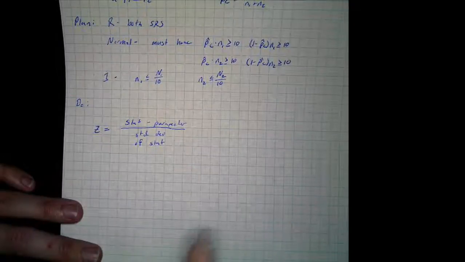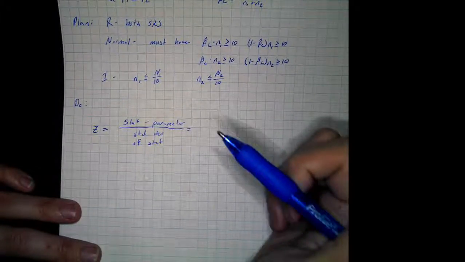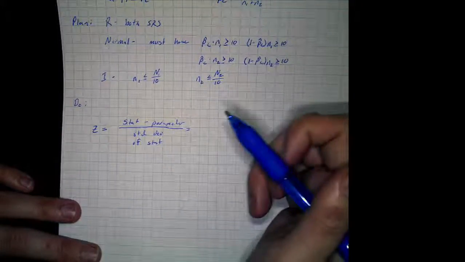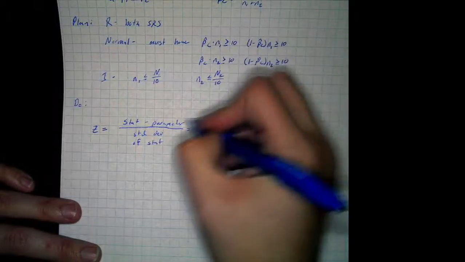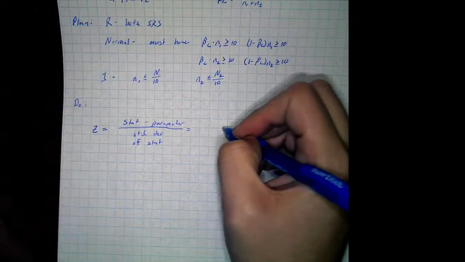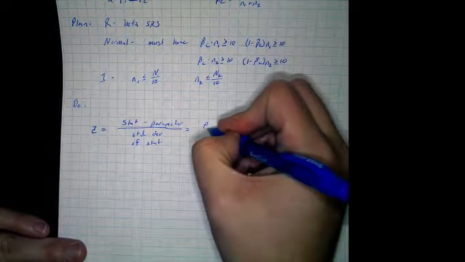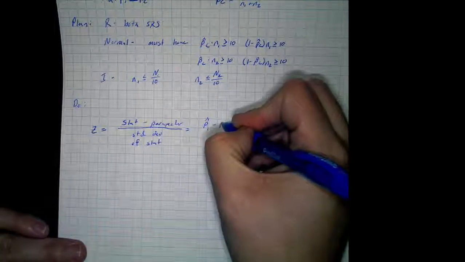There are 2 ways to find Z. Depends on what information you have, or how you want to do it. First, we can just use the p's. So we can do p hat 1 minus p hat 2.